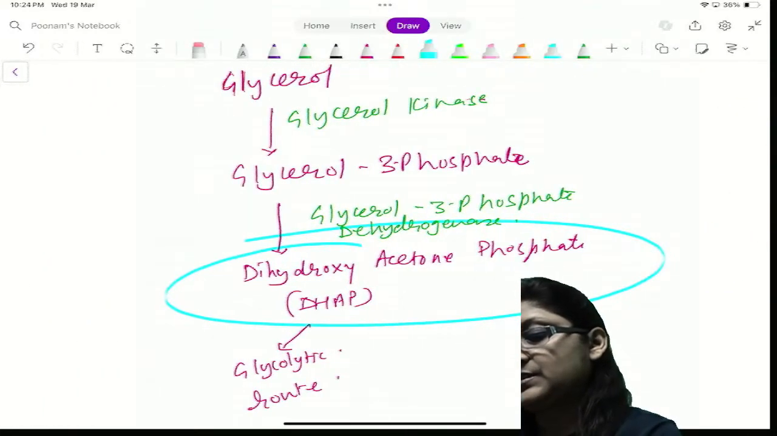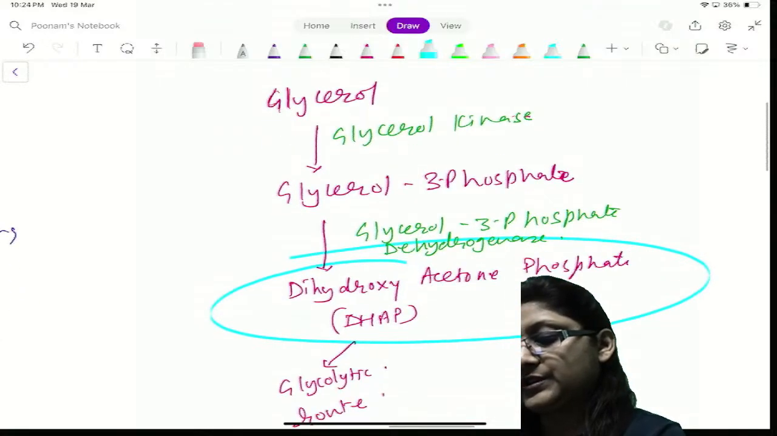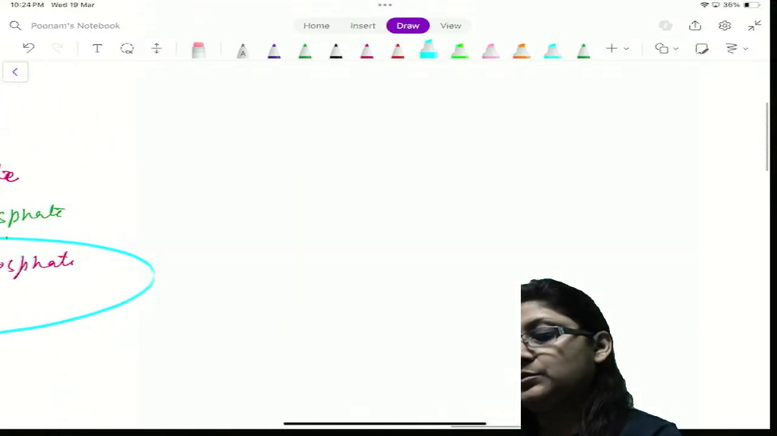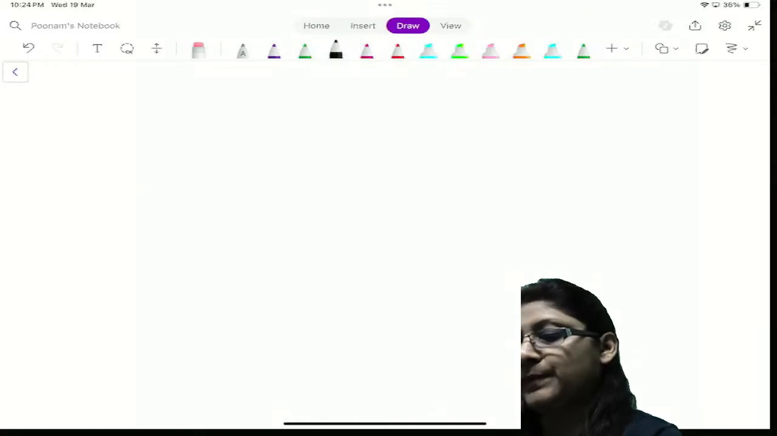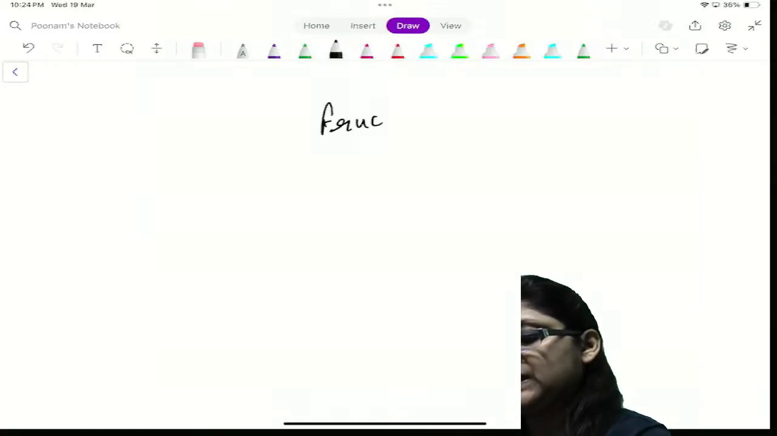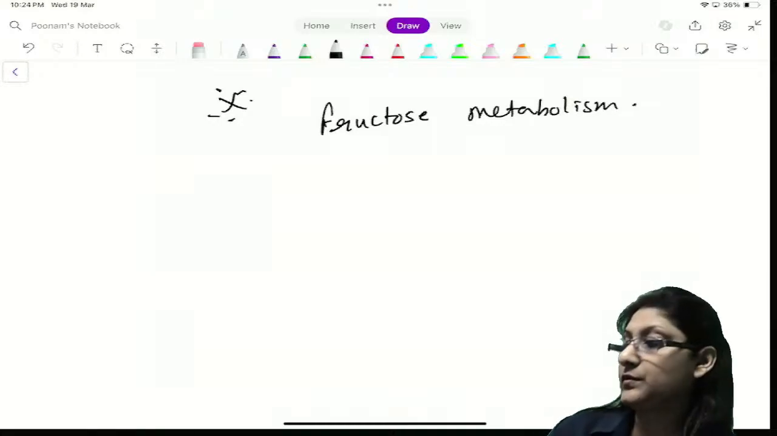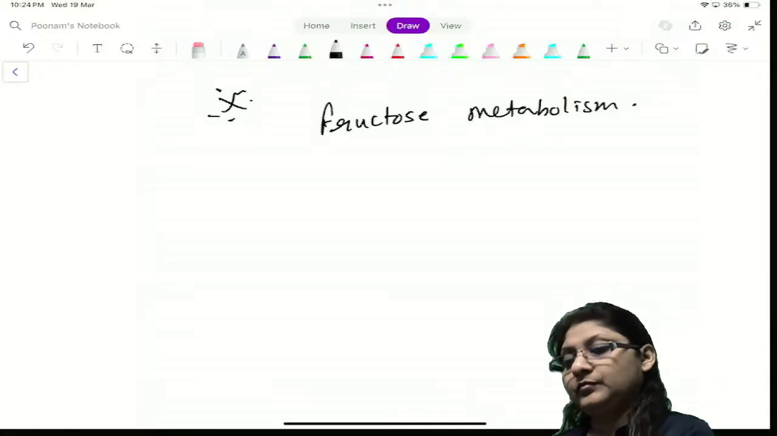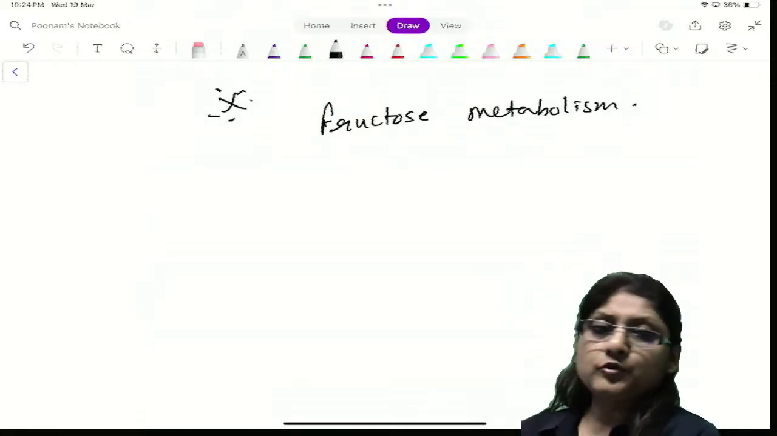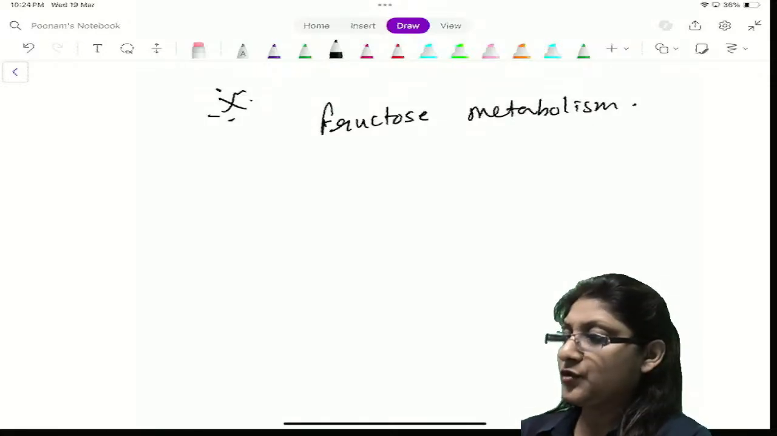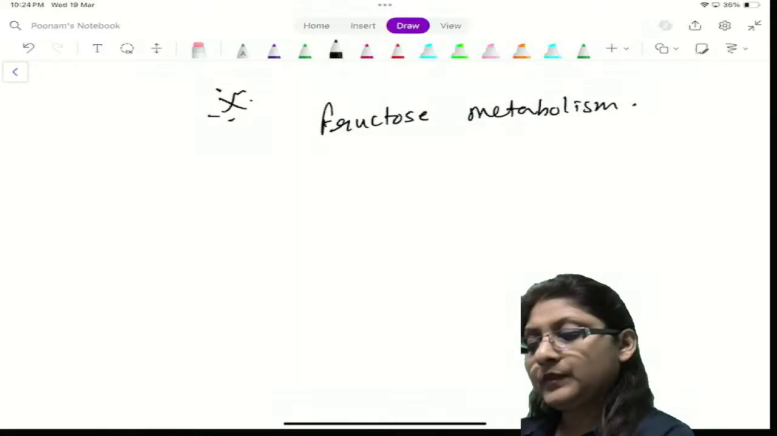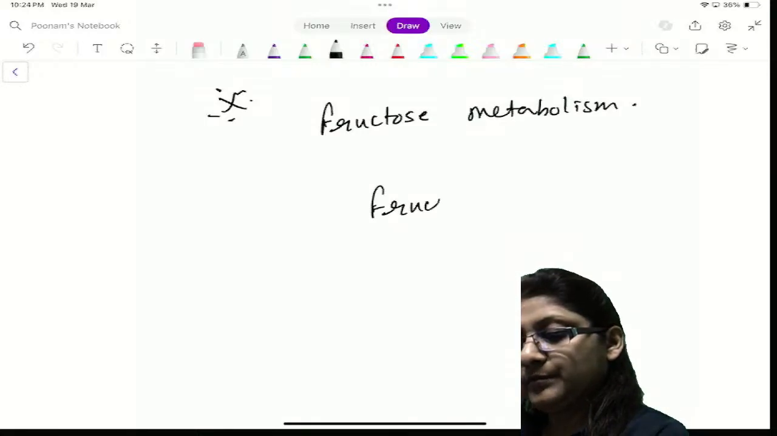Now after learning this gluconeogenesis, I would like to talk about one more pathway which is a very small pathway but at the same time clinically very important pathway in human, and that is called fructose metabolism. We consume fructose either directly in the fructose form or in the sucrose form, and this fructose is getting predominantly utilized in the liver.